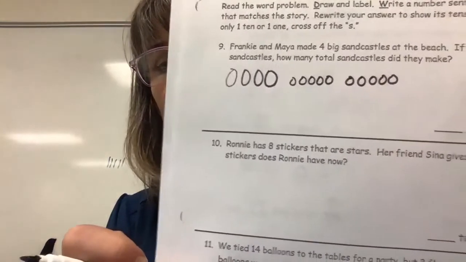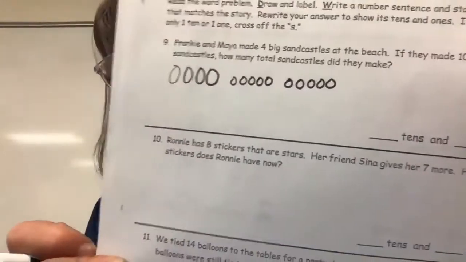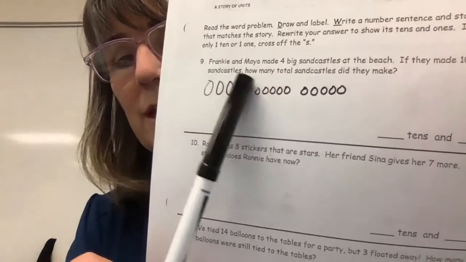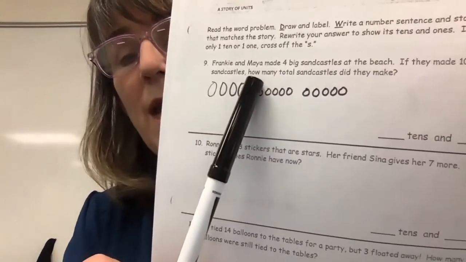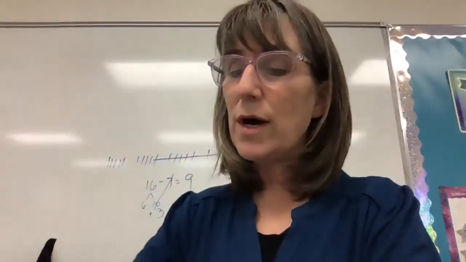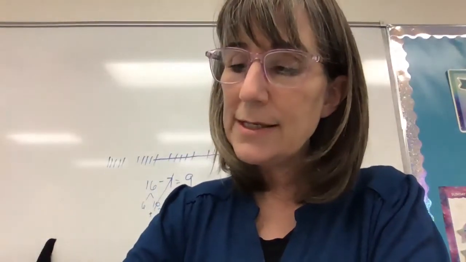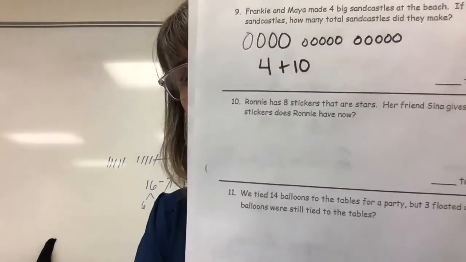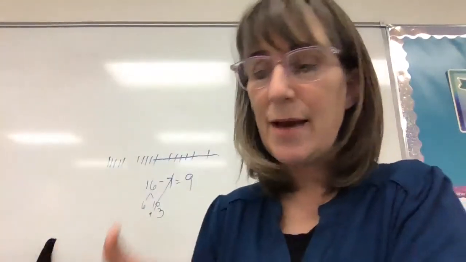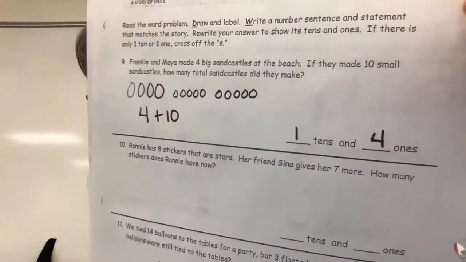Now we have to write an equation. And again, you have to think about the question before you write your equation. How many total sand castles did they make? So they want to know what is 4 plus 10. And we know the answer is 14, but they want us to write it in how many 10s and how many 1s. So we have 1 10 and we have 4 1s. 1 10, 4 1s.